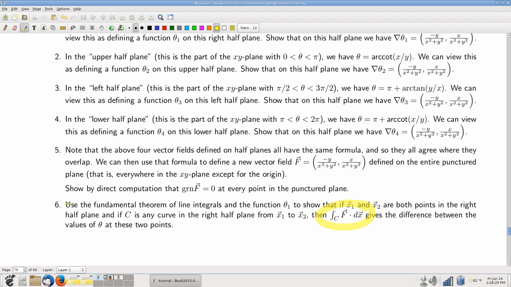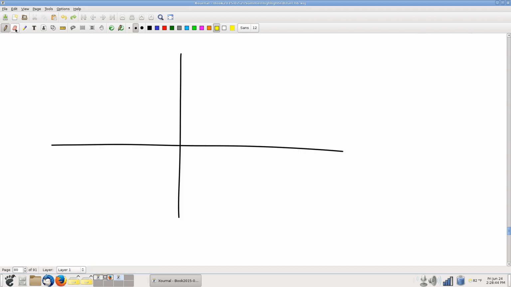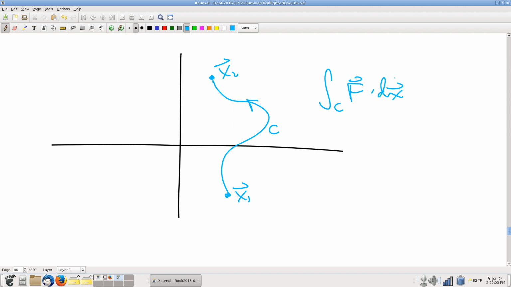Well, they give us a big hint. Use the formula within the line integrals. It says right there. So that means, let me write this down: integral over C of f dot dx. Here's x1 and here's x2, and our curve is some path that goes from x1 to x2. We're looking at the integral over this curve of f dot dx. Okay, fine. Well, now, wait a minute.